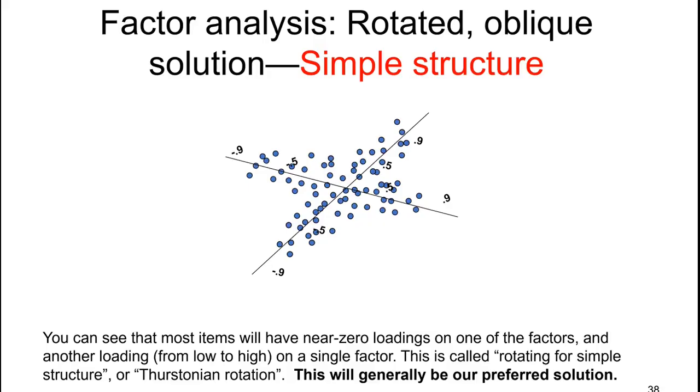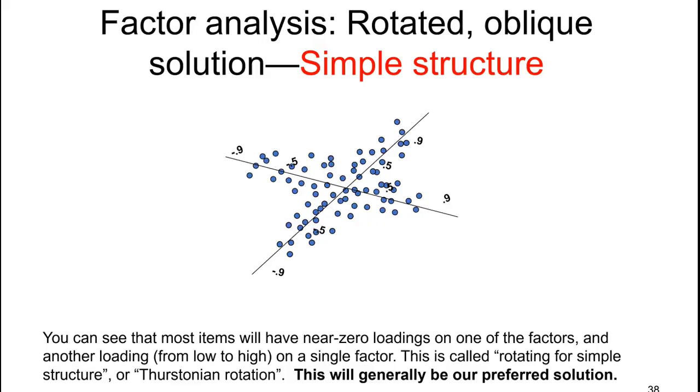Each item is going to have a value in that matrix that represents its association with the factor. And you want to maximize the association of each item with the factor it belongs to, and minimize the association of that item with the factor it doesn't belong to. And that's, again, what we call simple structure. Simple structure does have some more strict criteria, but that's the plain language explanation.